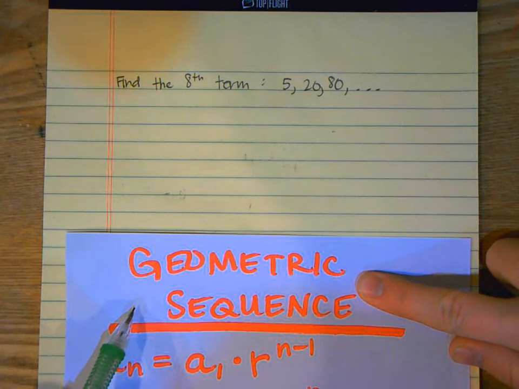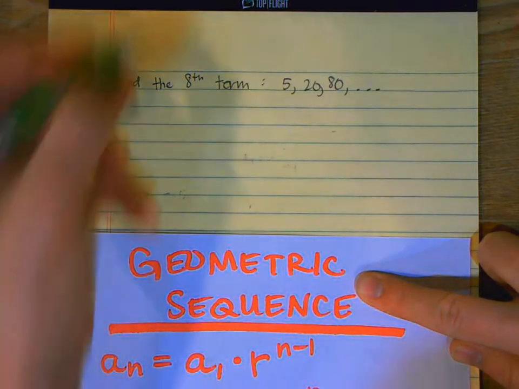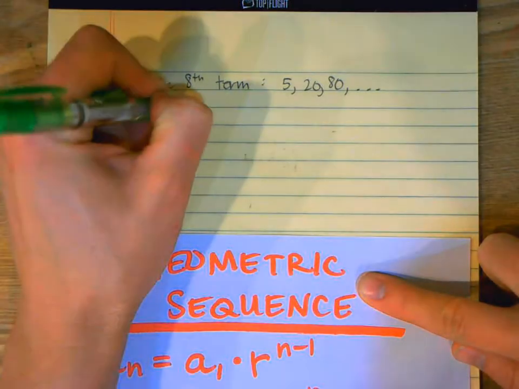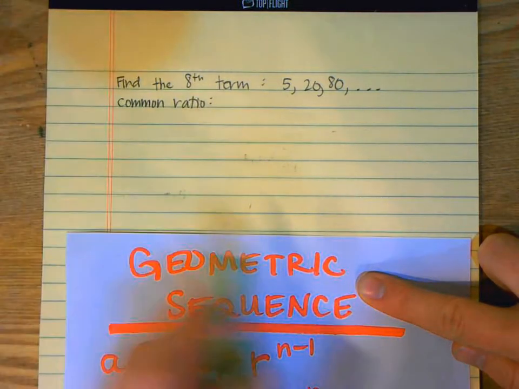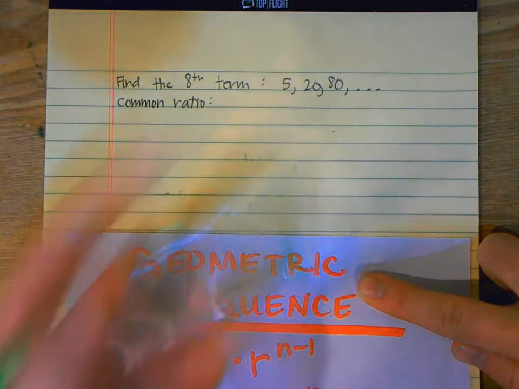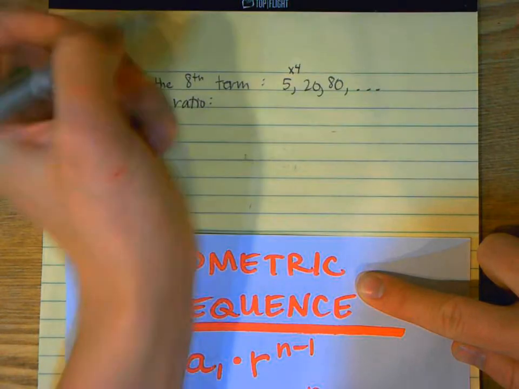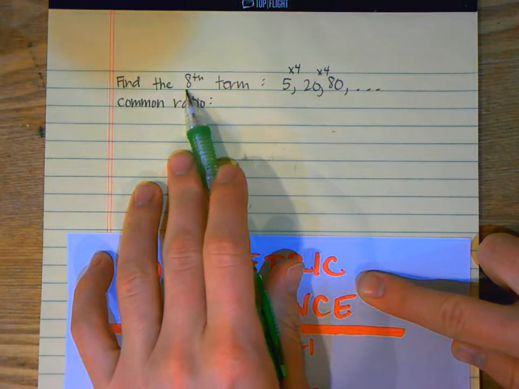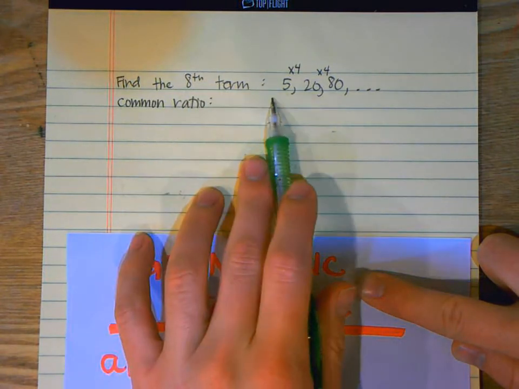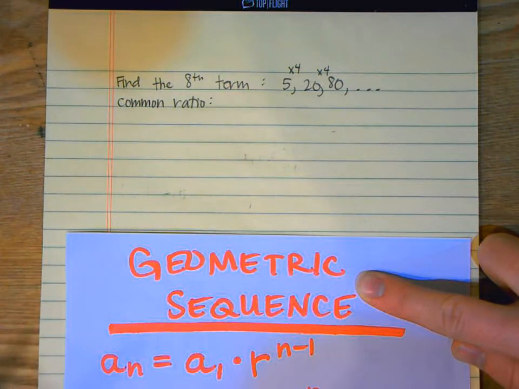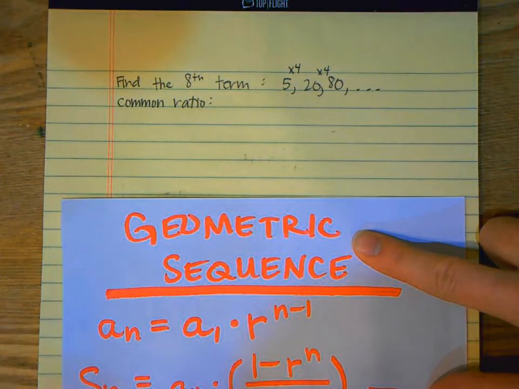So since I want to know the geometric sequence, I have to know the common ratio. So the common ratio is whatever is being multiplied or divided to get to the next term. And in this case, I can tell that to get from 5 to 20, I am multiplying times 4. To get from 20 to 80, multiply times 4. The question is to find the eighth term, and you could go on and continue multiplying times 4 until you get to the eighth term. But of course, there's also a formula we can use, and that formula is right there.